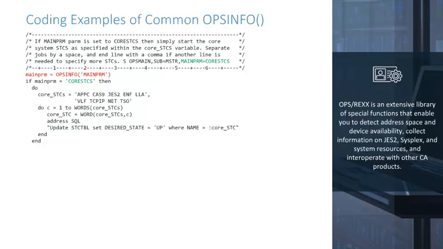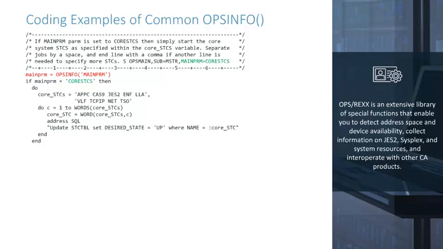This particular code is utilizing the OPSINFO main_parm function to determine the value of the main_parm parameter that can be optionally set on the z/OS start command that is used to initialize OPSMVS. This is one effective method of performing logic in your automation based on some environmental condition that is derived prior to the starting of OPSMVS.